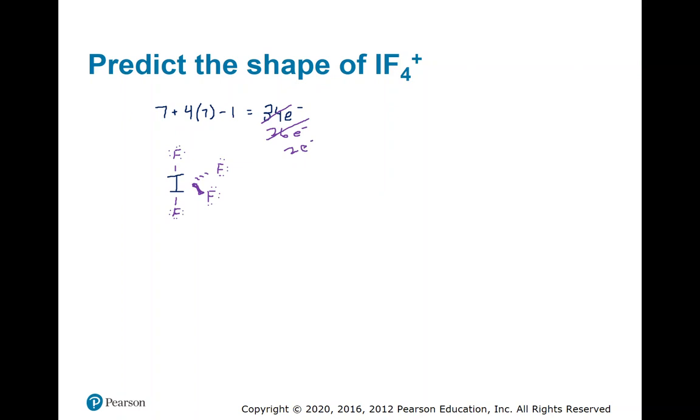And we have 2 electrons left, so no place to put those except on our iodine atom, so we'll give our central atom a lone pair here. Go ahead and circle that just to make it a little bit more clear. So how many charge clouds do we have here?